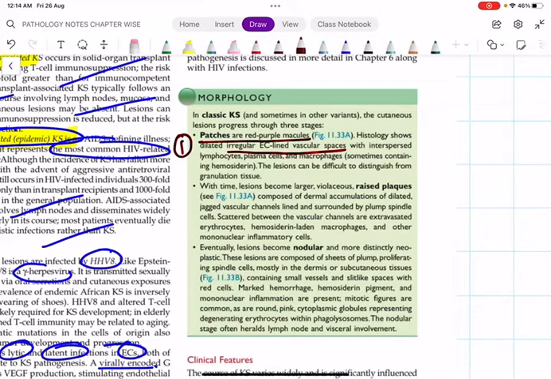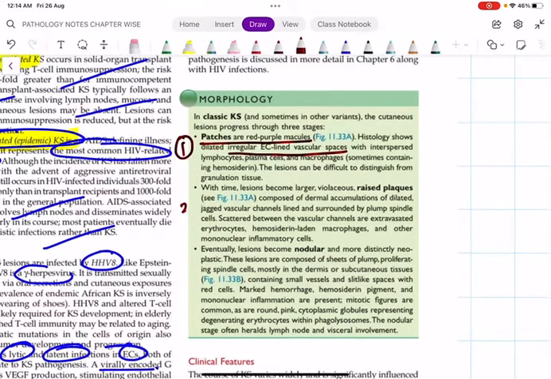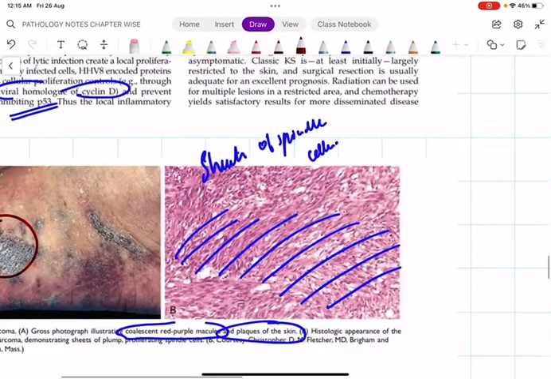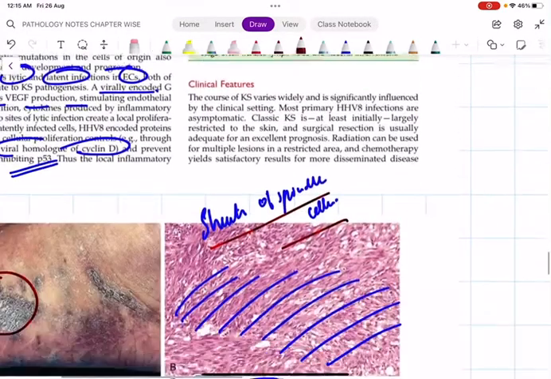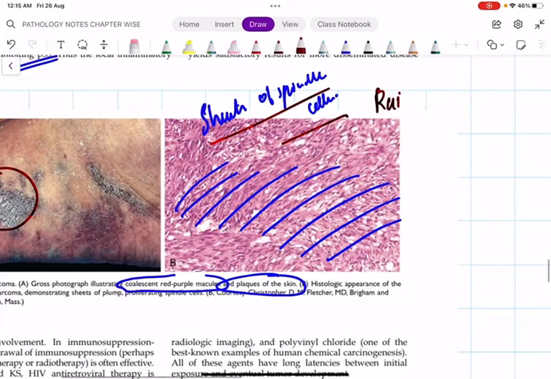Then the second stage: these patches may progress to form some violaceous, that is violet color, raised plaque. This is because of dermal accumulation of vascular channels which are lined by spindle shaped cells, and among these we have hemosiderin-laden macrophages and so on. I told you, sheets of spindle cells. This is nothing else but what we call the plaque stage. This is the histology of the raised plaque stage. They may ask this question.